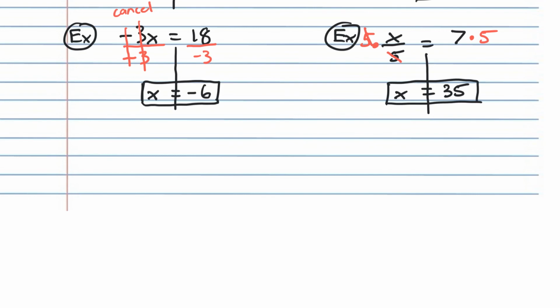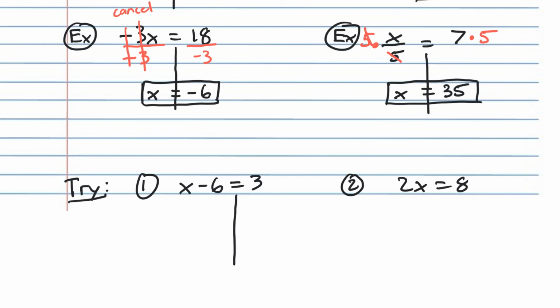All right, you've seen one example for each operation. There's an addition, a subtraction, a multiplication, and a division. Okay, at this point, I want you guys to try a couple on your own. Again, make sure you guys try them. Don't be afraid to get it wrong. You can always fix it if you make a mistake. Okay, so number 1, I want you to try x minus 6 equals 3. And number 2, 2x equals 8. Okay, go ahead and pause the video and try them on your own. And then when you're ready to check your answer, press play.